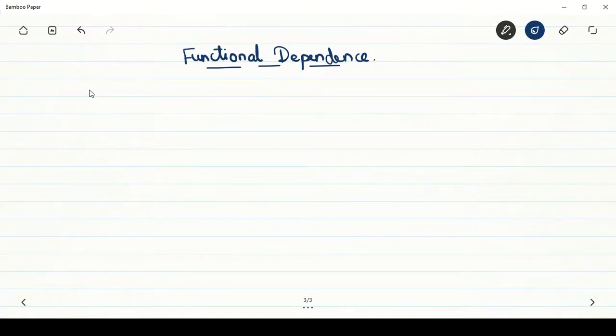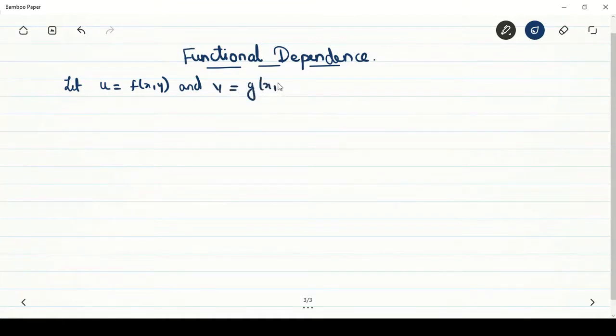In this video, we are going to discuss the functional dependence of two functions, and we will see what is the condition when we say that two functions are functionally dependent. So let u be a function of two variables x and y, and v be another function of two variables x and y.